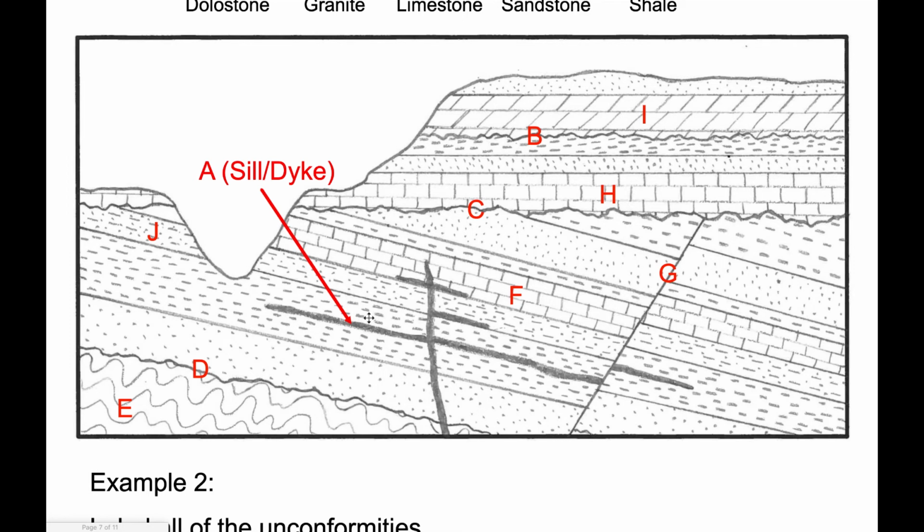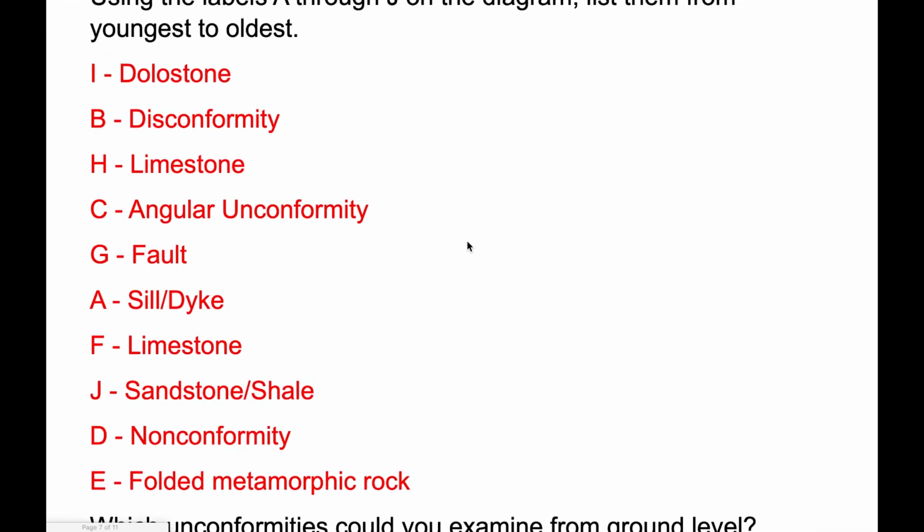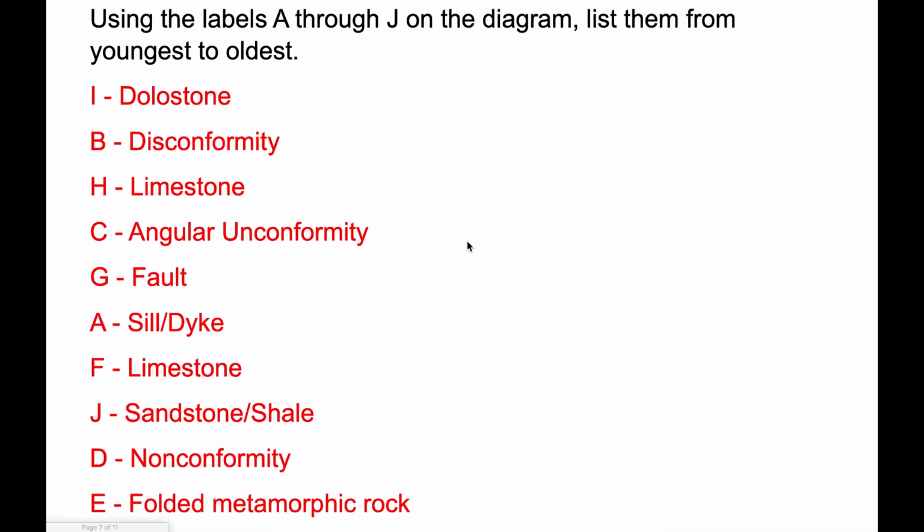After that, the sill and dike would have been formed. After that, this fault line G would have happened because it crosscuts all the other stuff. At that point, we have some more erosion, and C, this unconformity, was produced. Next up, we've got our layers of horizontal sedimentary rock. H is the only label in this central layer. Then B, we have another unconformity, more erosion, followed by more layers of horizontal sedimentary rock, which is I. So here are all of the features listed from youngest to oldest.